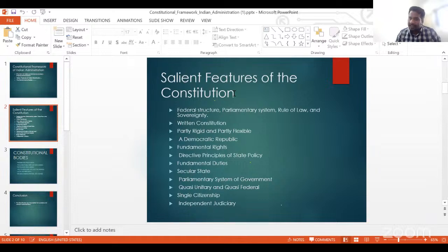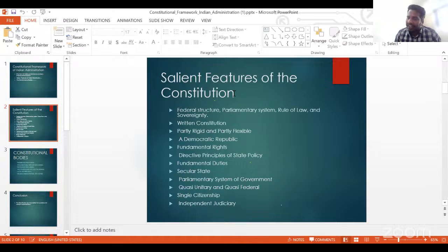Next, we know that India is a democratic republic. The head of the country is elected through universal adult franchise. Next, we have many fundamental rights. Fundamental rights promote political democracy in the country, and directive principles of state policy promote social and economic democracy. Next, we have fundamental duties, and then we are a secular state. Secular and fundamental duties were added through the 42nd Constitutional Amendment Act.